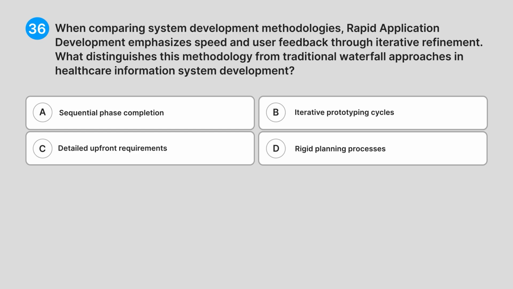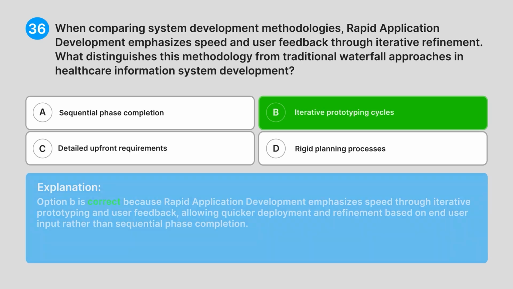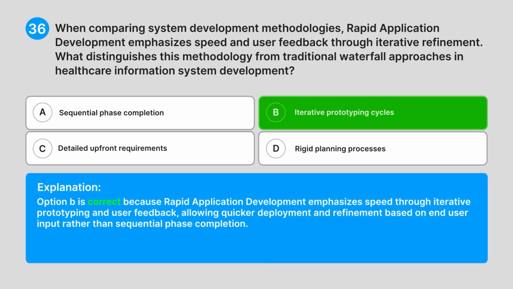Correct answer, B. Iterative prototyping cycles. Explanation. Option B is correct because rapid application development emphasizes speed through iterative prototyping and user feedback, allowing quicker deployment and refinement based on end-user input rather than sequential phase completion.